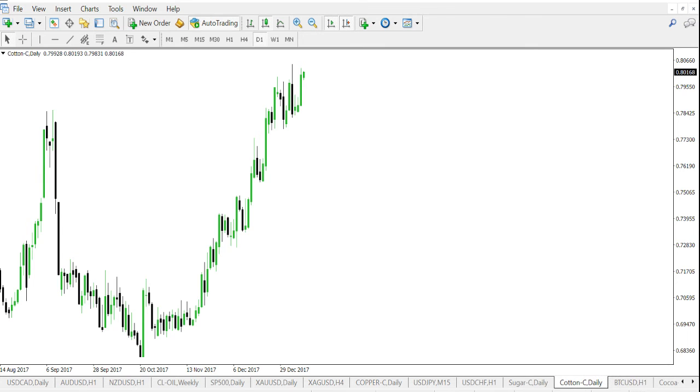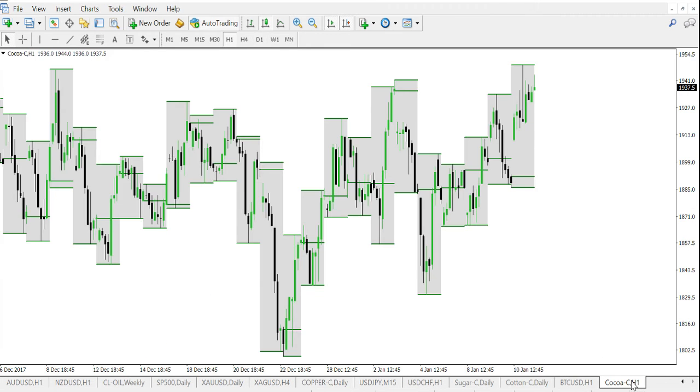Cotton, nice bull market on cotton here, nice bull trend on this. As of late, market's too high, don't want to do anything there. It's kind of chopping sideways as well for the past couple of weeks, so nothing there to discuss in my mind right now. And then there was cocoa.